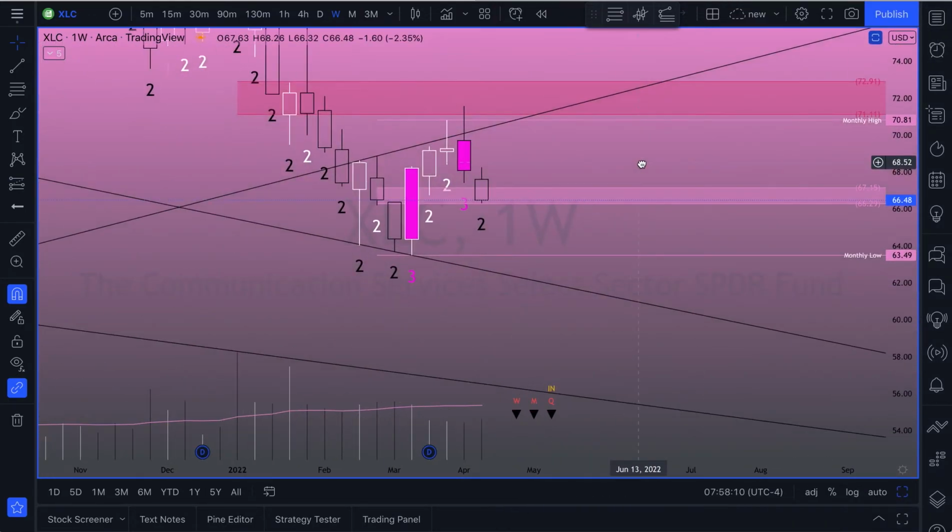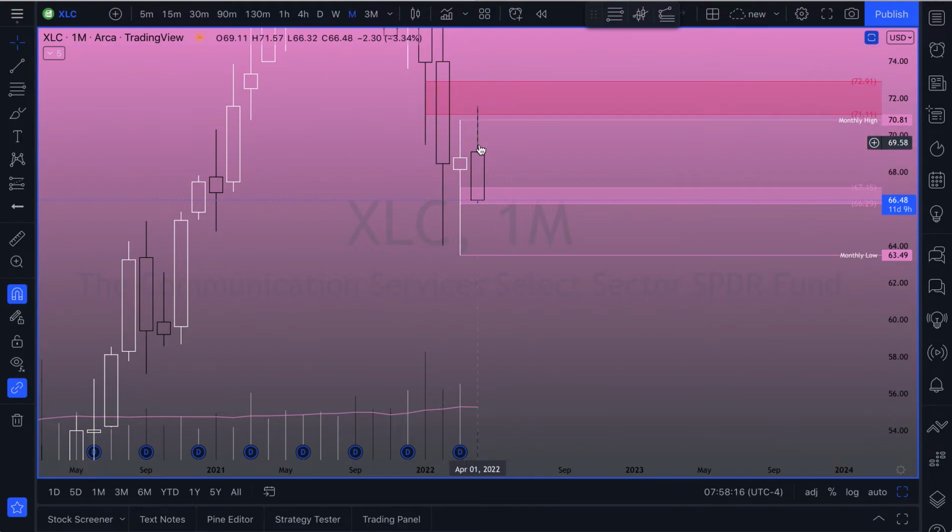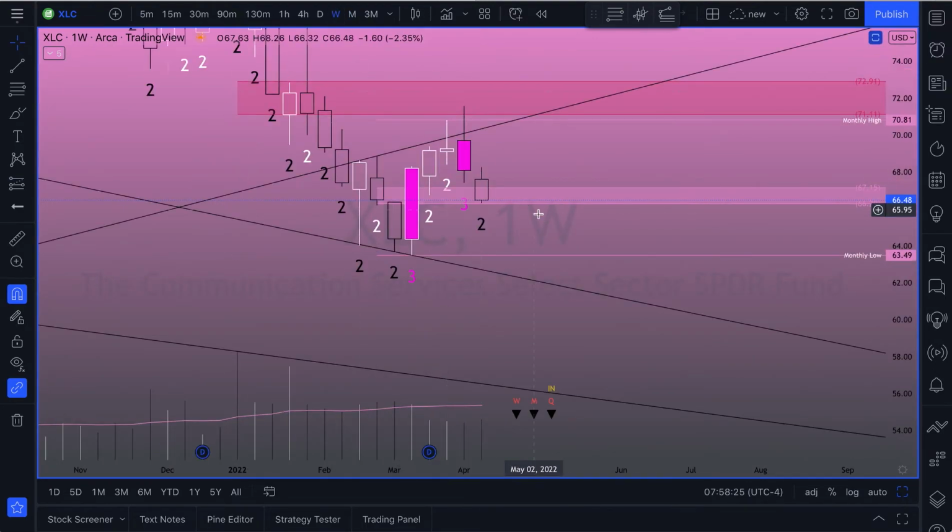Same thing with tech. It rejected the quarterly area right after triggering. This one triggered a 2 up. If it fell here, then this is going to make an outside bar on communication. So this level has to hold on communication. If not, then outside bar it is.